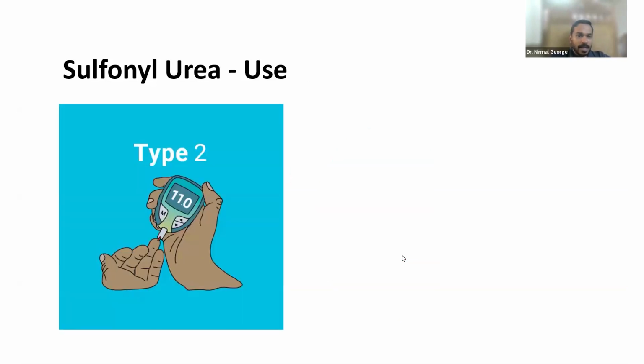So sulfonylureas are used in type 2 diabetes mellitus and they produce a reduction in HbA1c by 1 to 2%. Not all the patients who receive sulfonylurea have a response to sulfonylurea.